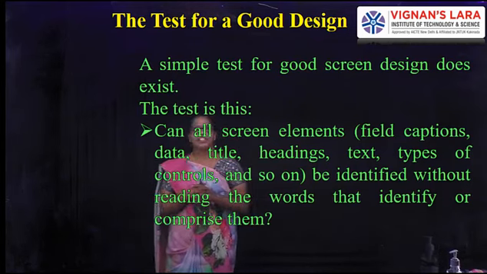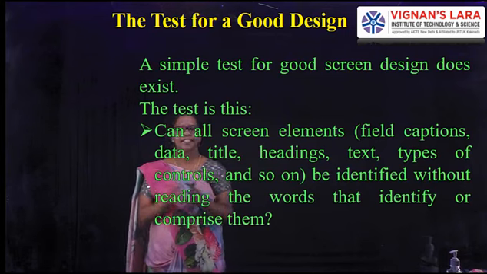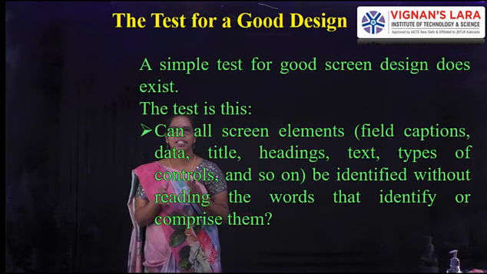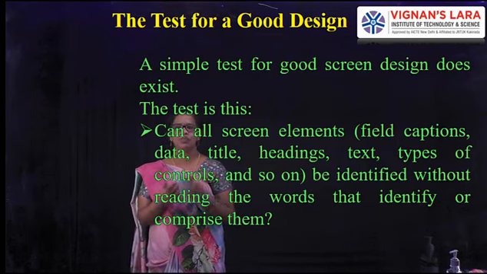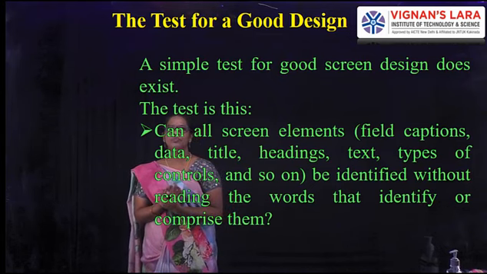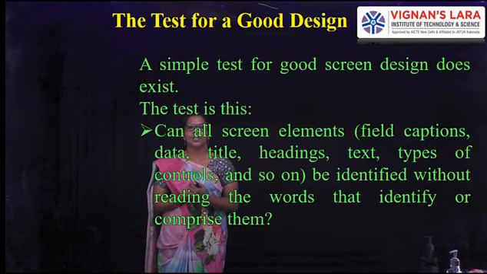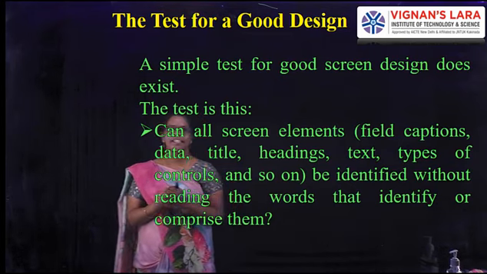So in the previous session we have seen how we can distract the screen user. That means the user can be distracted from the screen. So we are seeing about some good design, and how human considerations come into human screen design. Okay, so the next topic is the test for a good design.